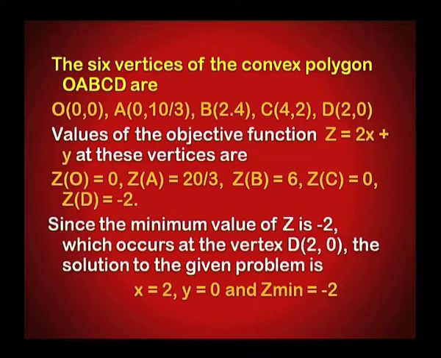The value of the objective function Z equal to 2X plus Y at these vertices is: Z at O 0, Z at A 20/3, Z at B 6, Z at C 0, Z at D minus 2. Since the minimum value of Z is minus 2, which occurs at the vertex D (2, 0), the solution of the given problem is X equal to 2, Y equal to 0 and Z minimum is minus 2.